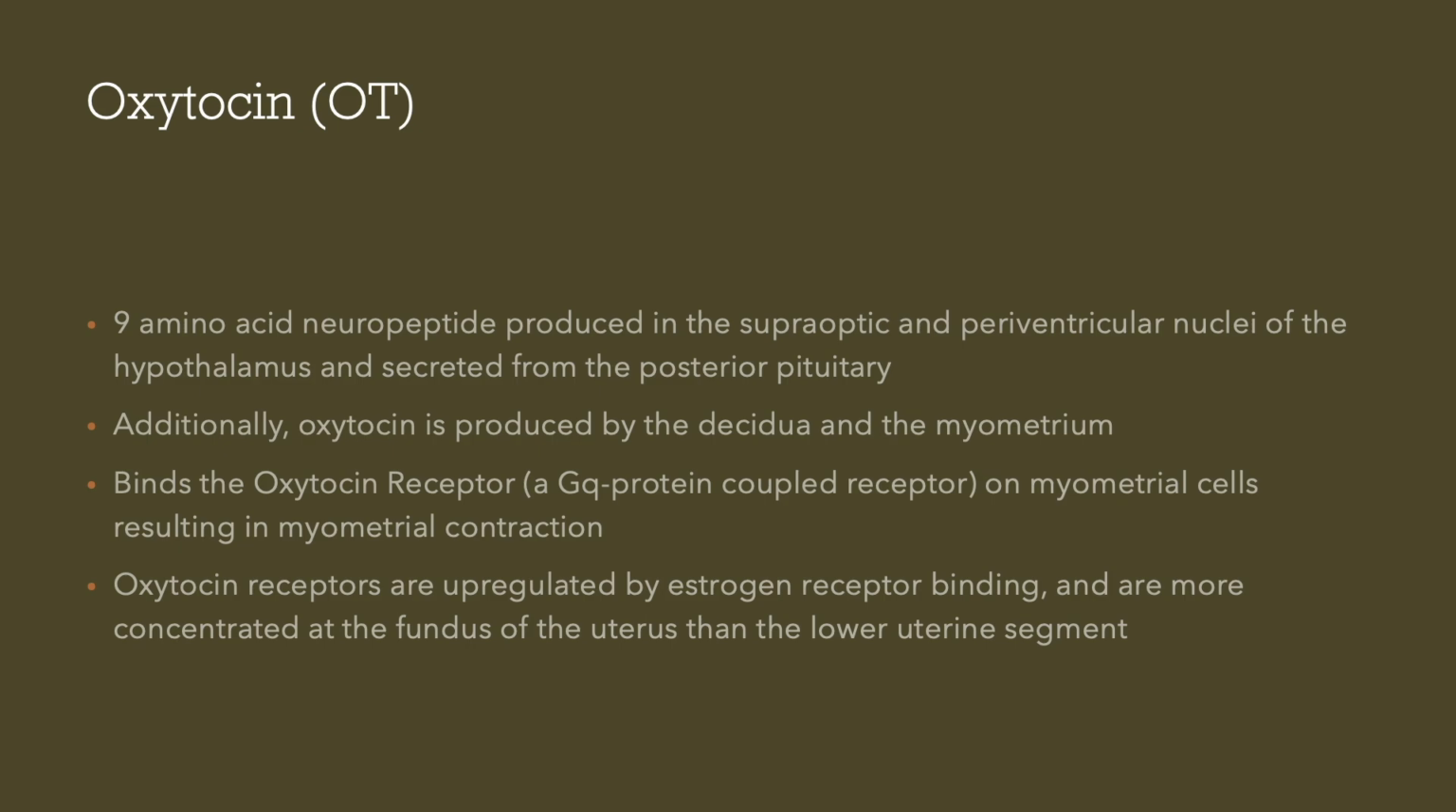Oxytocin binds the oxytocin receptor, which is a G sub Q protein-coupled receptor on myometrial cells, which results in myometrial contraction. And oxytocin receptors are upregulated by estrogen receptor binding and are more concentrated at the fundus of the uterus than the lower uterine segment. Because when you think about delivery, you kind of want to shoot the baby out like a cannon. So you're going to put all of your gunpowder, or squeeze more so, up at the fundus, so that will push the baby out.